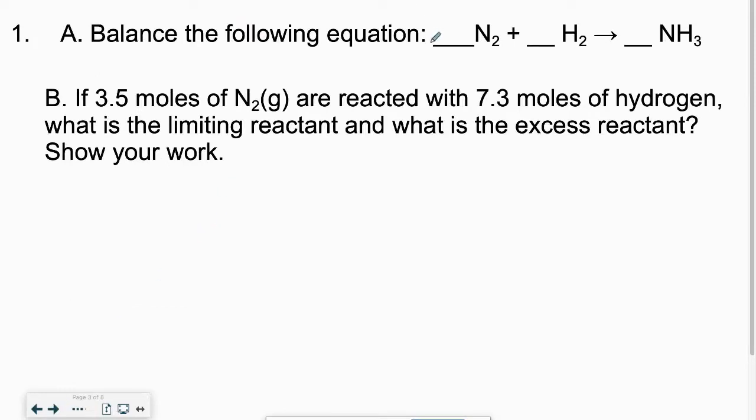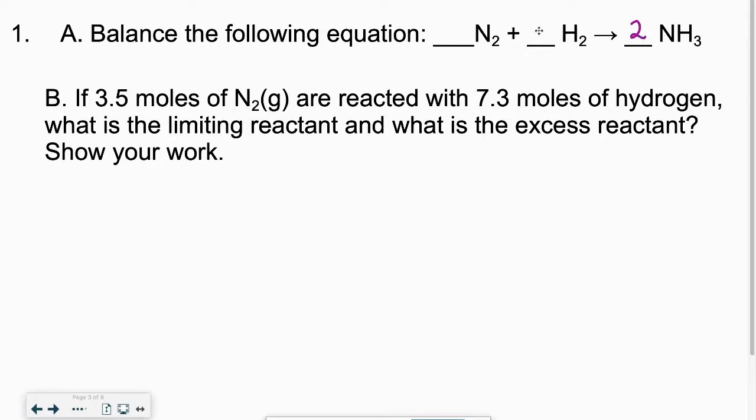You've balanced this one many times, but we'll go through the process. So on the left-hand side, there are 2 nitrogens. On the right-hand side, I see only 1. So in order to get the same number of nitrogens, I'm going to put a 2 here. Now we have 2 nitrogens, but we now have 6 hydrogens, 2 times 3.